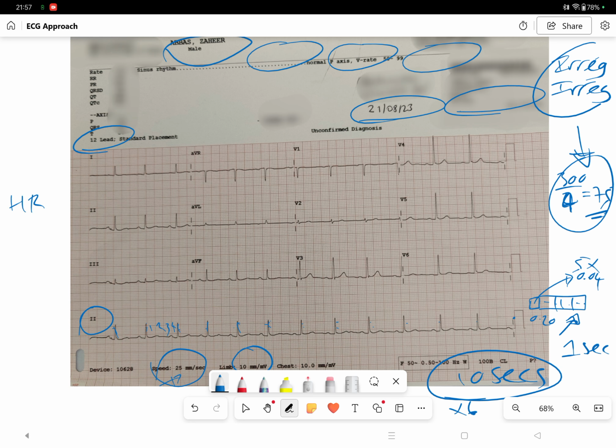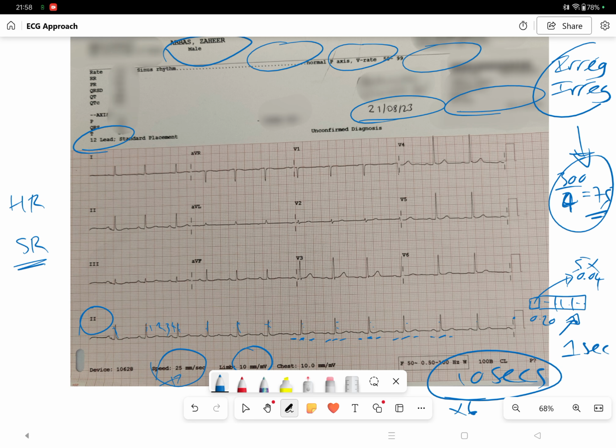Next thing we want to understand is the rhythm. Is this sinus rhythm? Now, what do we mean by sinus rhythm? Sinus rhythm essentially is such that you have a P wave followed by a QRS complex followed by a T wave. So every single QRS complex is preceded by a P wave and followed by a T wave, and we've got PQRST, PQRST, PQRST, and this goes on. And because we have got PQRST, we've got sinus rhythm.